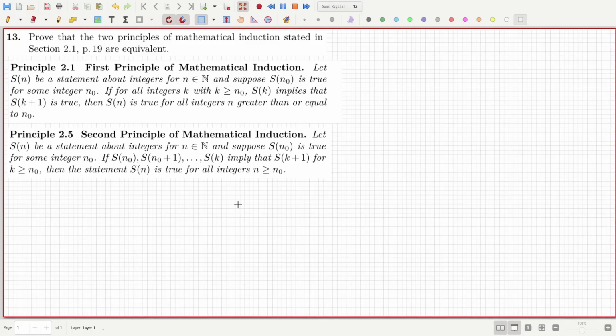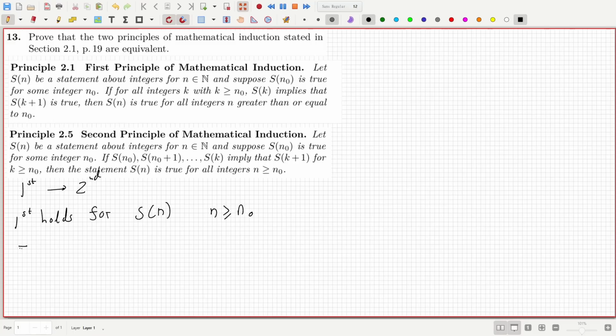So I want to prove that these are equivalent. So let's do first to second first. So the first principle holds for Sn, n is greater than or equal to n0.